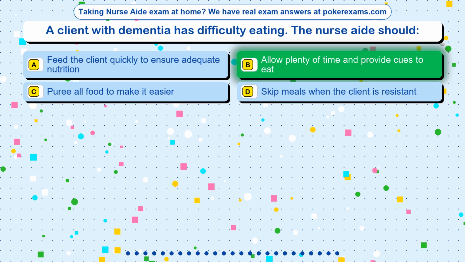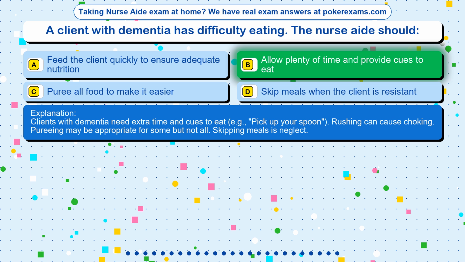The correct answer is option B. Allow plenty of time and provide cues to eat. Clients with dementia need extra time and cues to eat. Example: pick up your spoon. Rushing can cause choking. Pureeing may be appropriate for some but not all. Skipping meals is neglect.